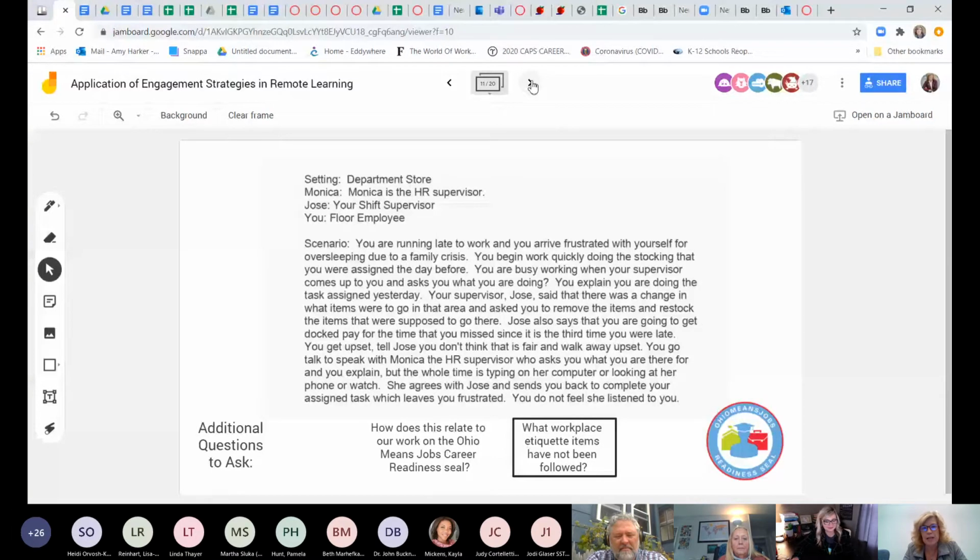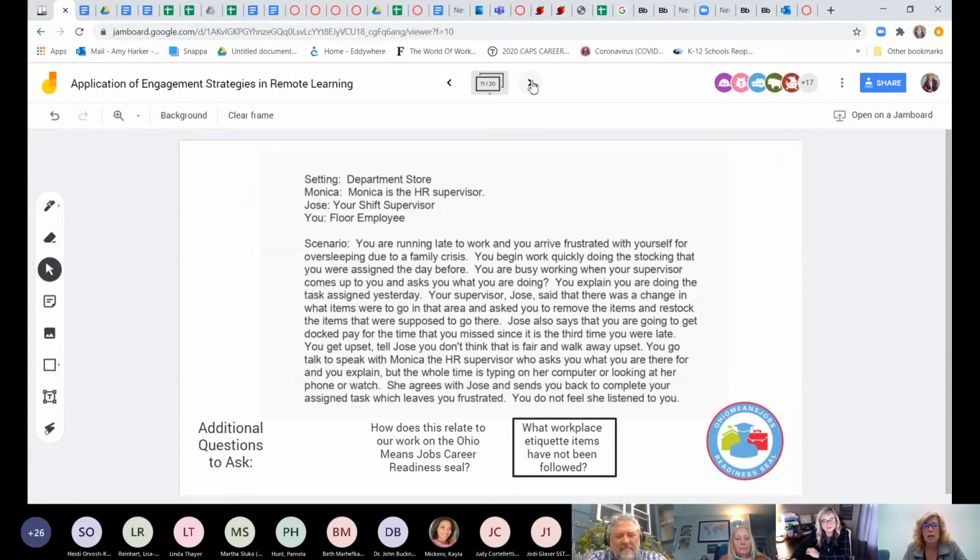Your supervisor, Jose, said that there was a change in what items were to go in that area and asked you to remove the items and restock the items that were supposed to go there. Jose also says that you are going to get docked pay for the time that you missed since it's the third time you were late. You get upset, tell Jose you don't think it's fair, and you walk away upset.